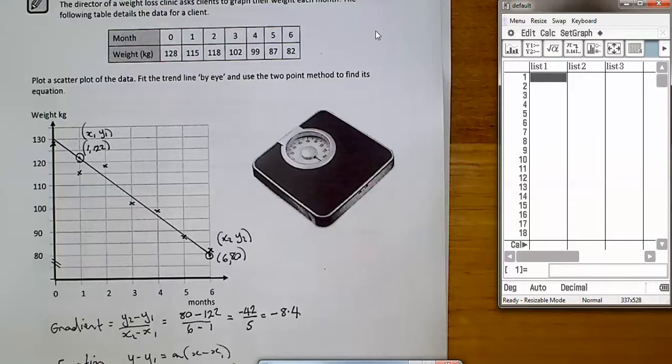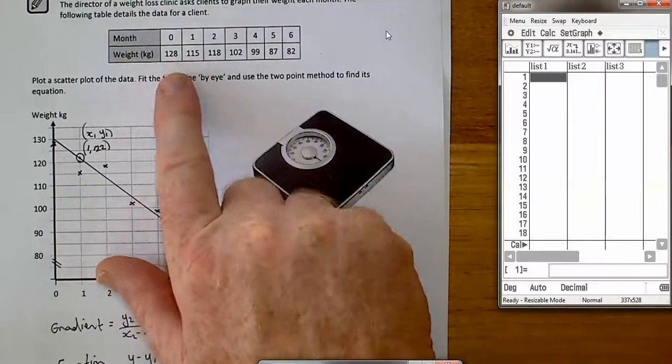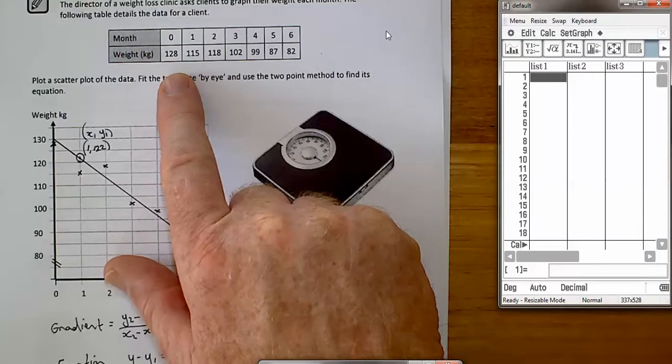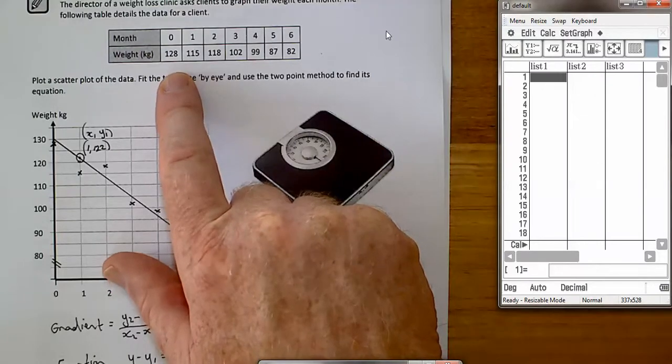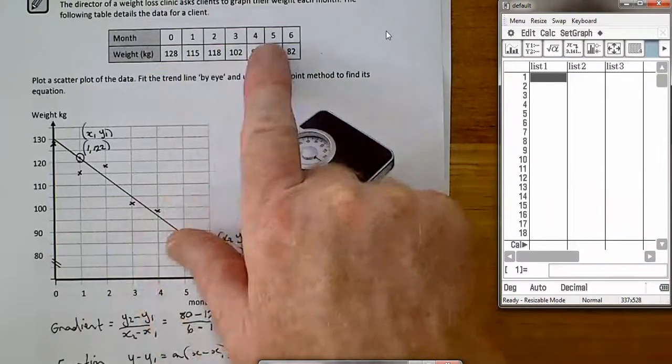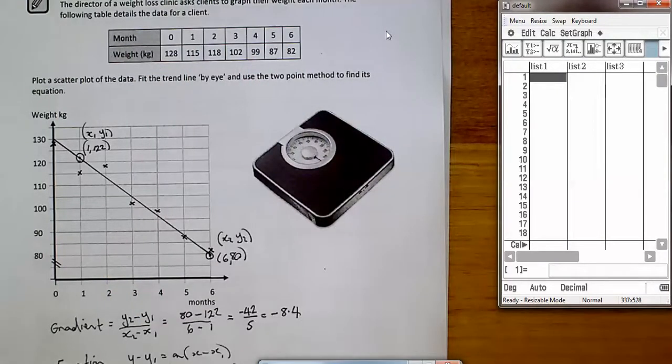So you'll notice too that the way the Casio has this organised is always in columns, yet our original data here was presented to us in rows. Now we're going to have to sort of transpose it across. So we want our first column, our list 1, to be the months. So let's enter the data for months first.